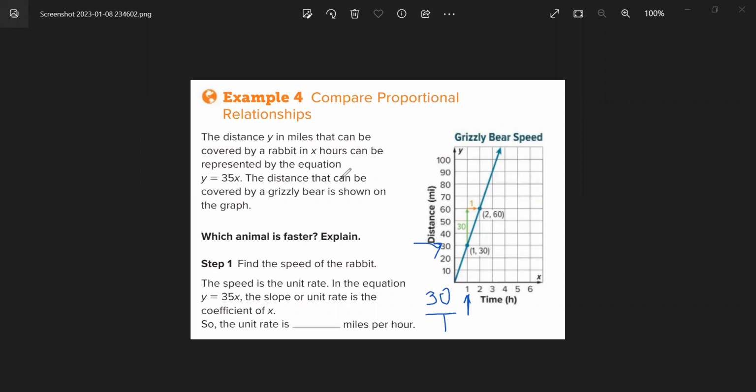And if you remember, the rabbit traveled 35 miles in 1 hour. So which animal is faster? With this information, we already know that the rabbit is faster than the grizzly bear by 5 miles per hour. Okay, let's continue the exercise, because in your book you have extra information.